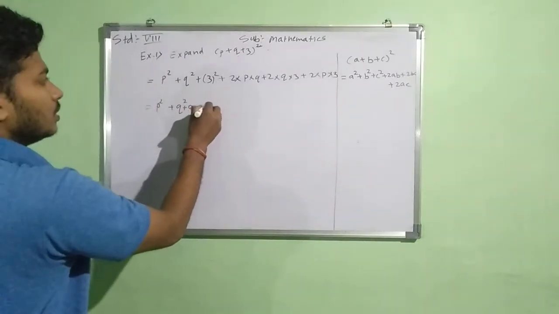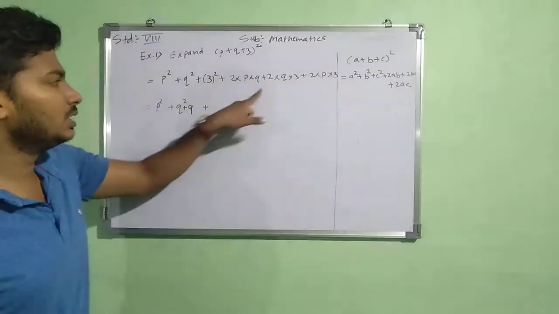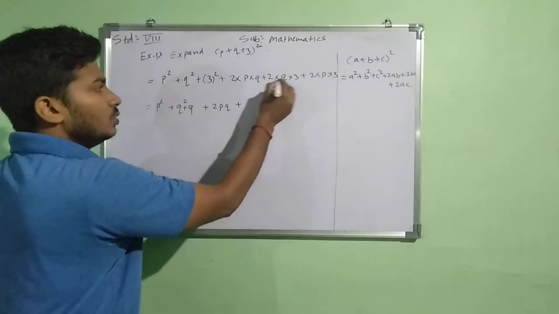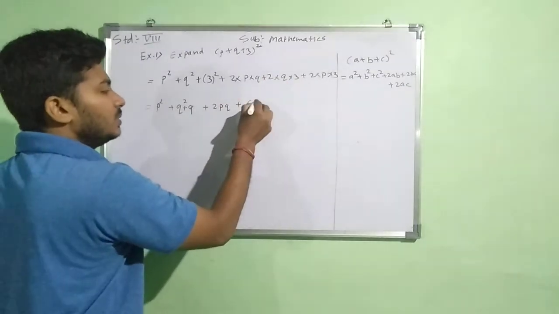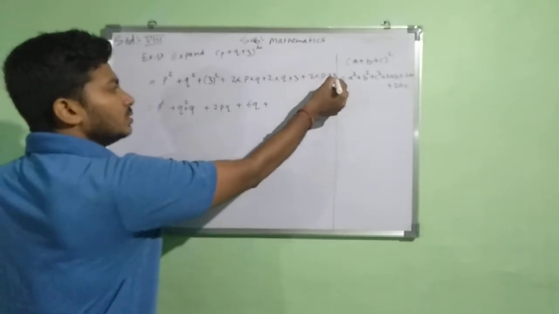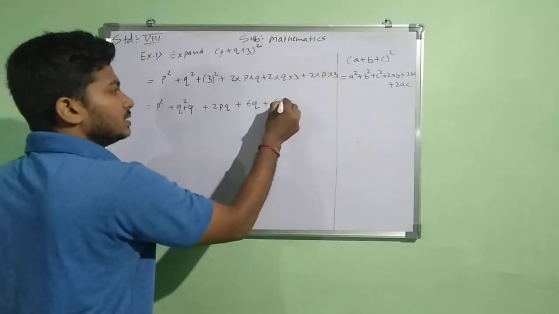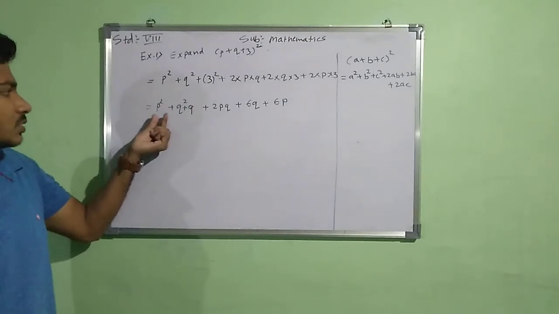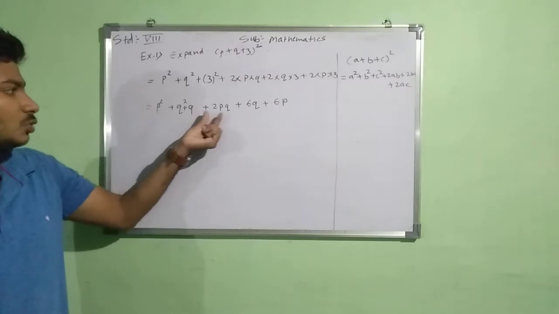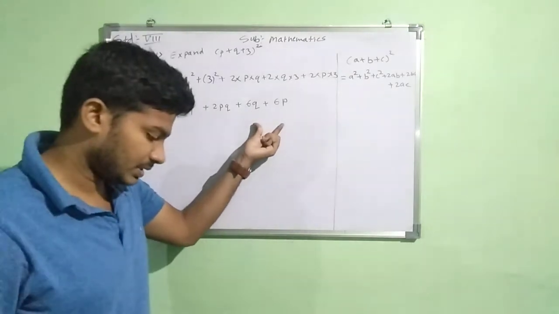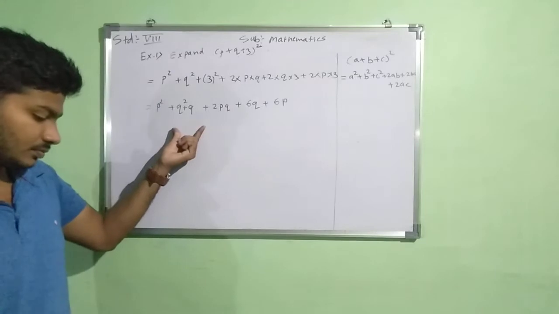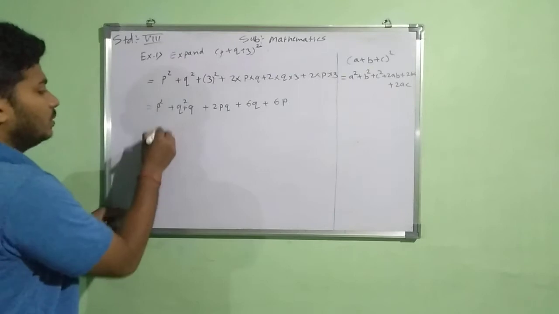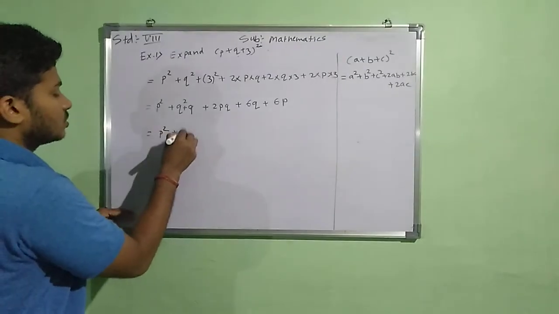Okay. Plus now 2 into p into q will be 2pq plus 2 into q into 3. 2 threes are 6, so it will be 6q plus 2 into p into 3 will be 6p. So if you solve that example, you will get p square plus q square plus 9 plus 2pq plus 6q plus 6p. Now we have to arrange them according to their orders. So p square will come first plus q square.